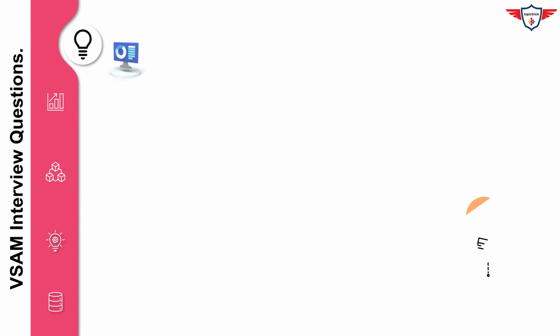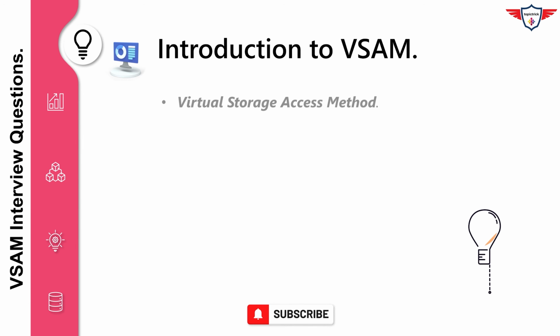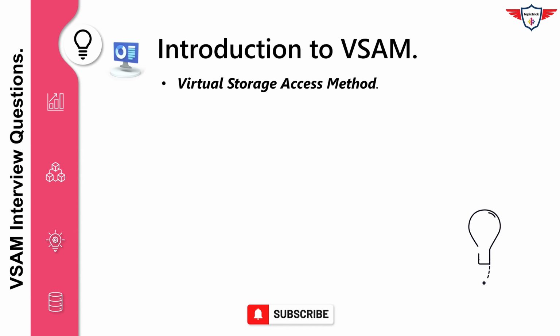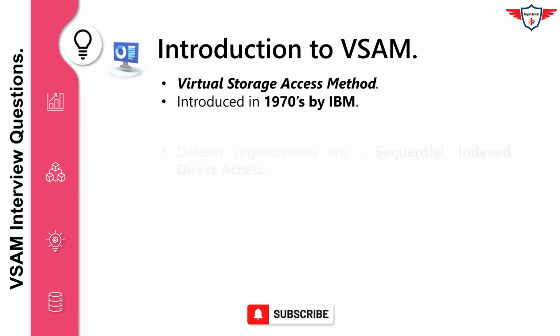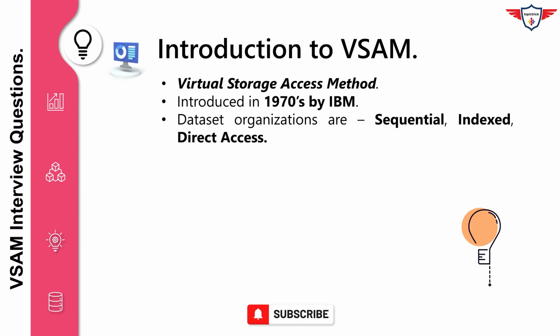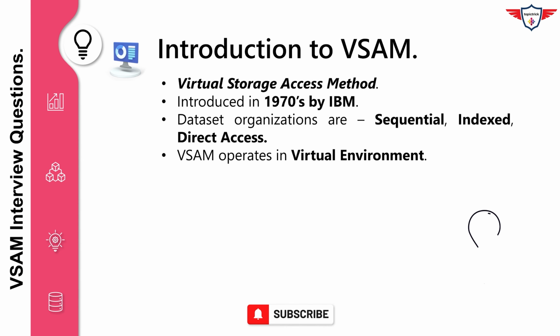The term VSAM stands for Virtual Storage Access Method. In the early 1970s, Virtual Storage Access Method, VSAM, was introduced by IBM as a collection of 3 data set organizations, that is, sequential, indexed, and direct access. These organizations are combined with access method software and utilities used on IBM mainframe.